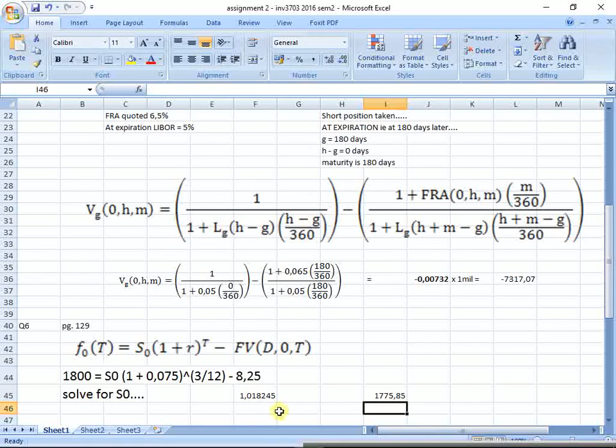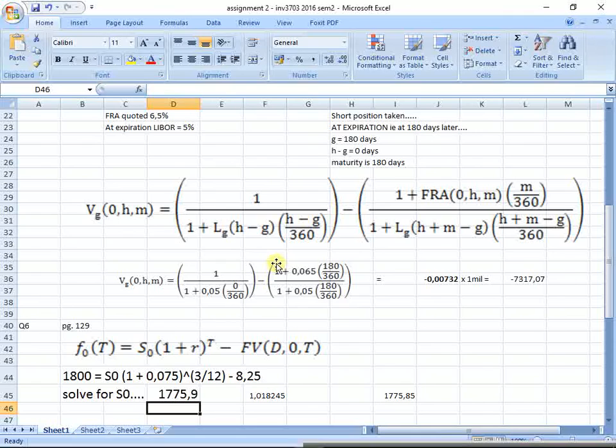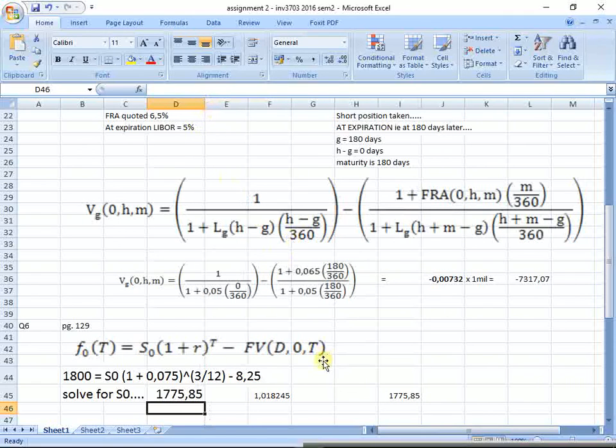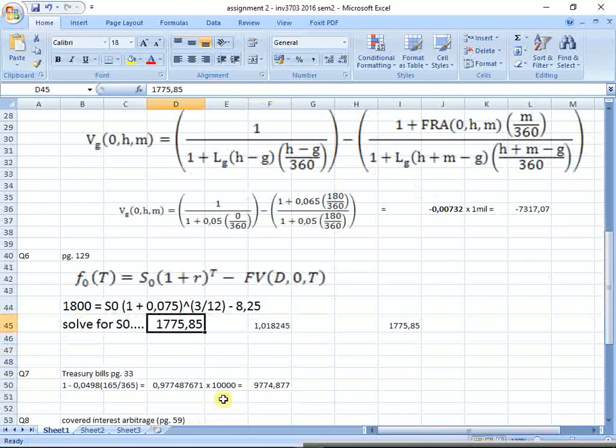So what did you get? Yes, 85. Okay, how did you get that? It's just a rounding, I think. 1,775.85. No, but 1,775. So I think it's just a rounding. Yes, okay.